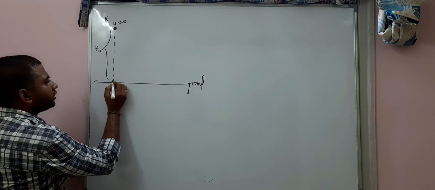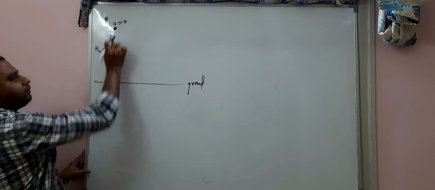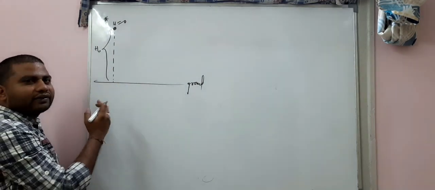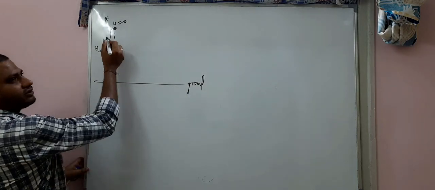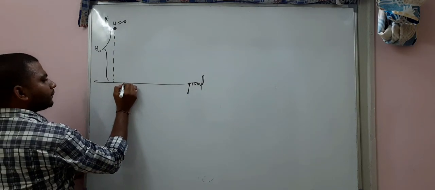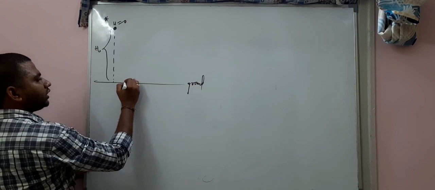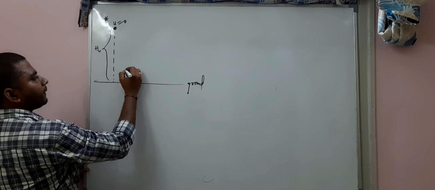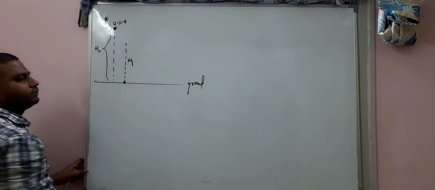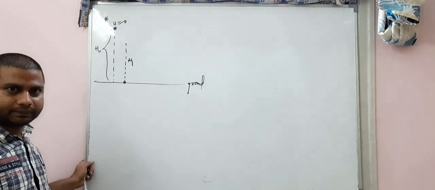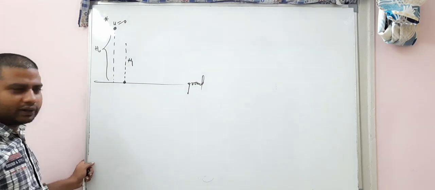And here the body will rebound. The rebounding part I am just showing to the right side of this path. From here, the body will rebound like this. That is what I am showing here. So this is h1, the first rebounding height. Observe carefully.